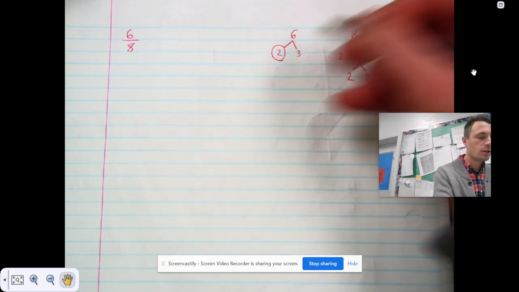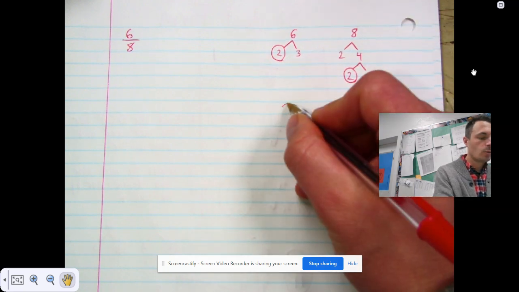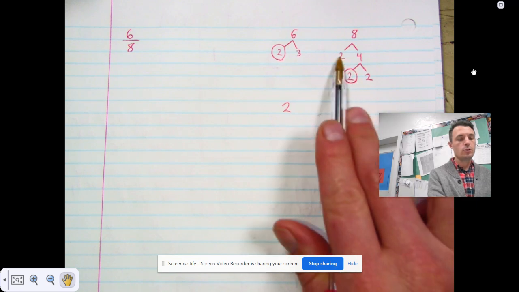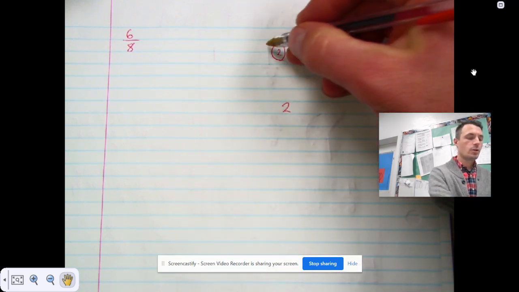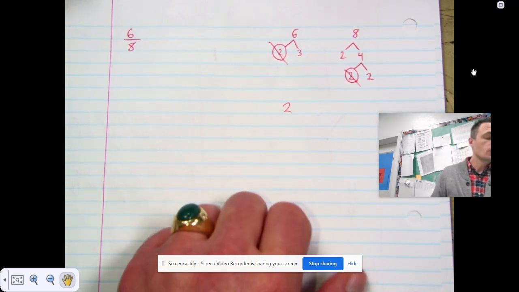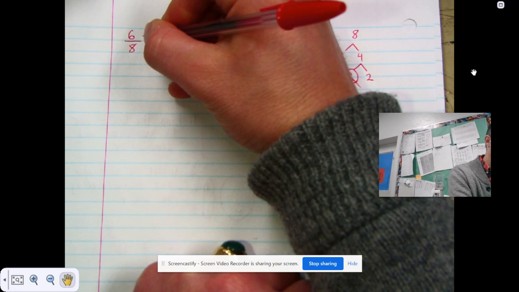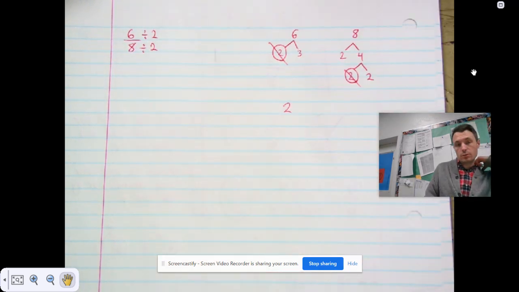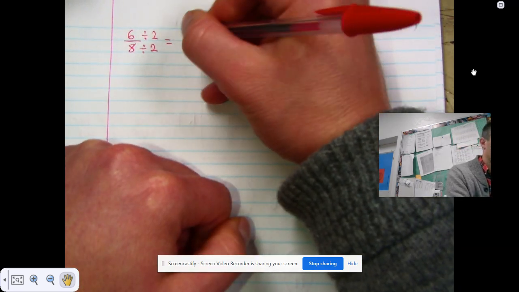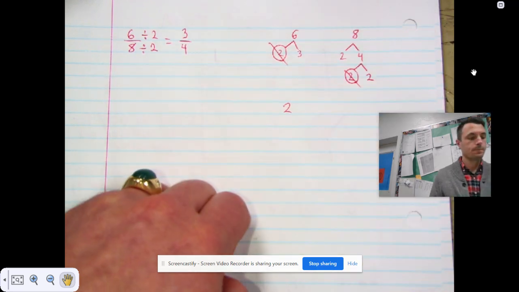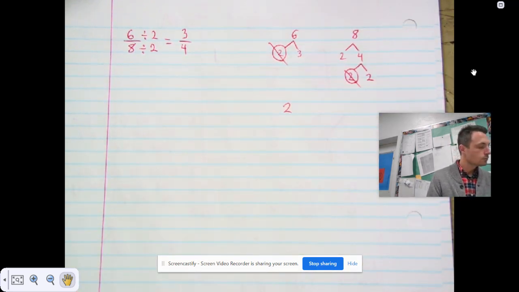Now we have a 2 over here and a 2 over here, so we put 1, 2 here. We have a 3 here, but nothing to match it over here. 2 more 2's over here, but nothing to match them over here. So the greatest common factor is 2. Second step is we divide the numerator and denominator by the greatest common factor, by 2. And 6 divided by 2 is 3. 8 divided by 2 is 4. Let's do another one.